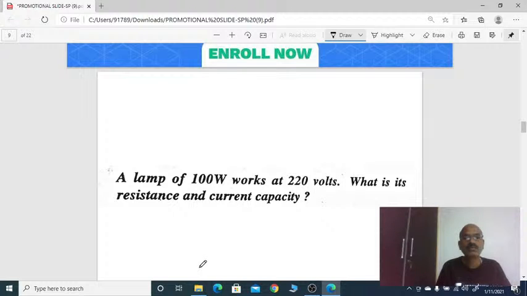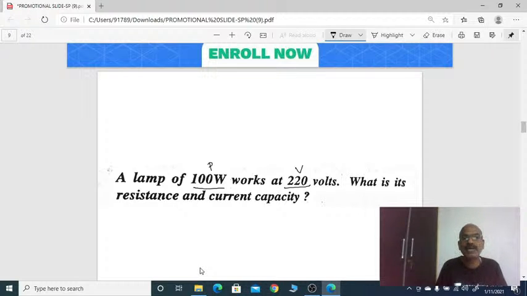Now come to the first question. A lamp of 100 watt power, a 100 watt bulb, works on 220 volt. What is the resistance and current capacity? You can calculate and tell me now. Lamp of 100 watt works at 220 volt. What is the resistance? What is the current capacity?